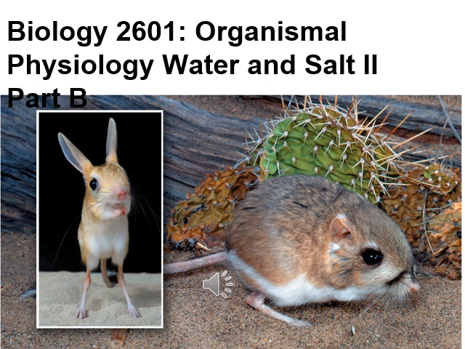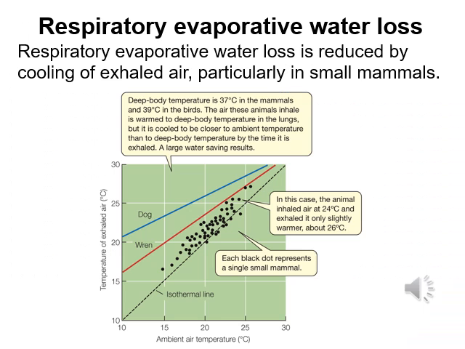In this lecture, we'll continue with the theme of water and salt balance, focusing on how terrestrial animals cope with their osmotic and ionic challenges. Respiratory evaporative water loss is reduced by cooling of the exhaled air, as I illustrated above, particularly in small mammals.